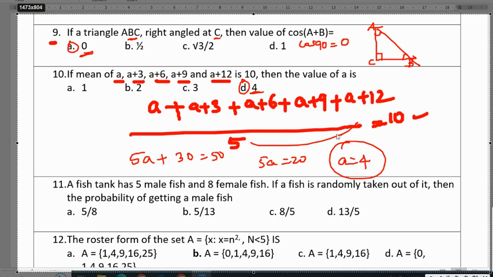A fish tank has 5 male and 8 female fishes. If a fish is randomly taken out of it, then the probability of getting a male fish. Total fishes in the fish tank is 5 plus 8, which is 13. And male fishes there are 5. If it were a female fish, it would be 8 by 13. The question asked is male fish. So 5 by 13. Correct option for the 11th question is B.